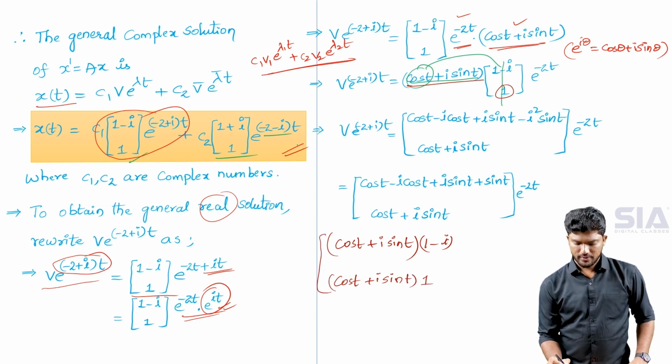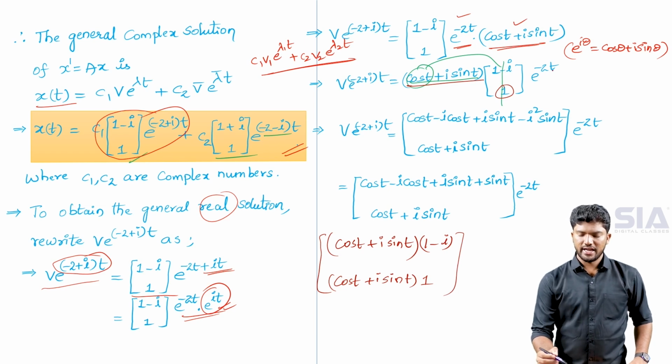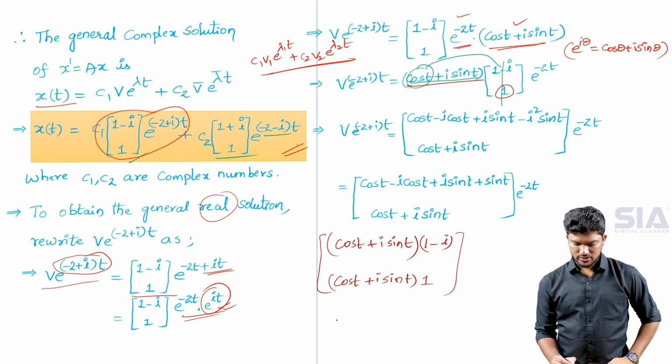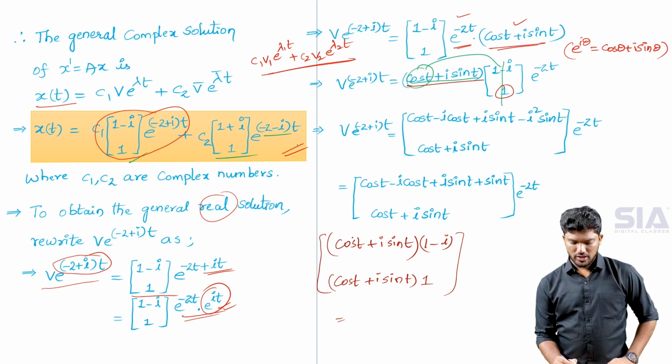So this one is the matrix. Here I wrote that value directly. How we can write that value, I am explaining here. Next, in the next step, you can multiply this cos t with that bracket.